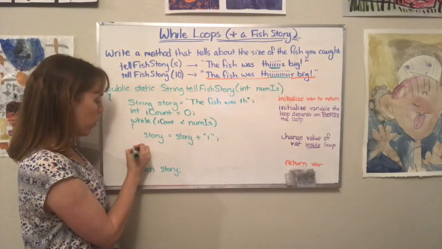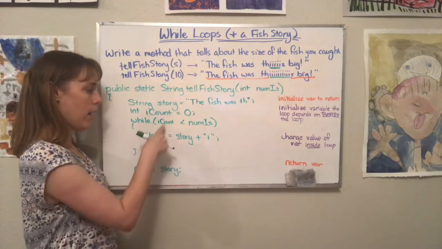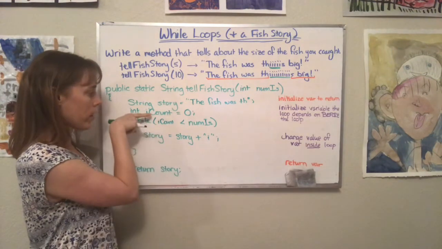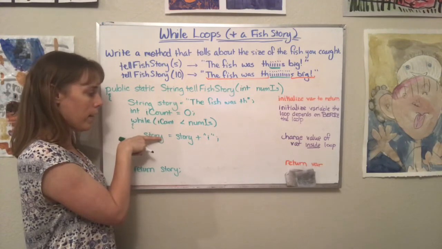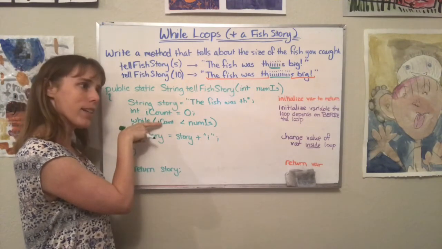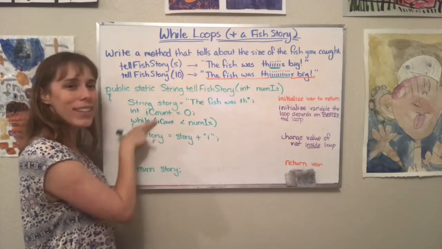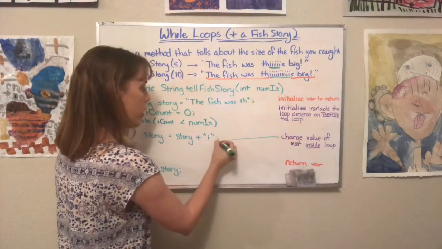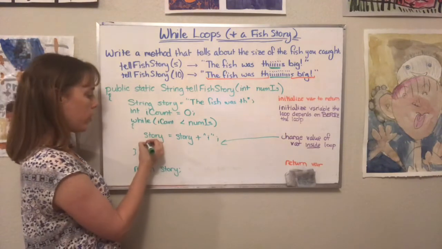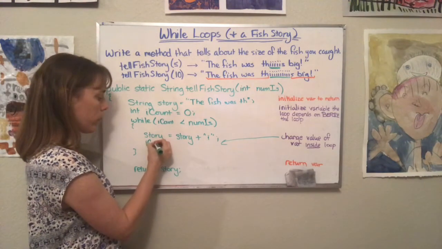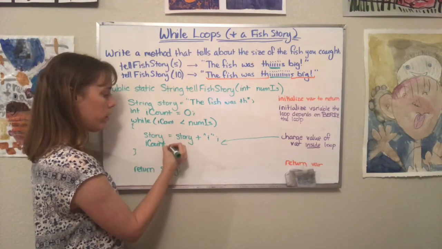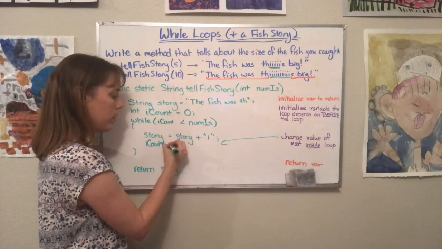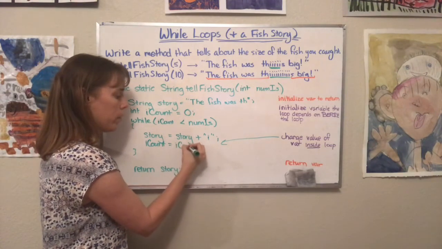Okay, now if I close this loop right here, I can check iCount was 0, I added on an i, but I never changed iCount, it's still 0. And this thing is gonna run forever. You really need to make sure that you also change the value of that counter. So iCount is equal to iCount plus 1.